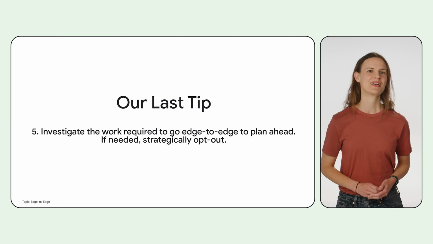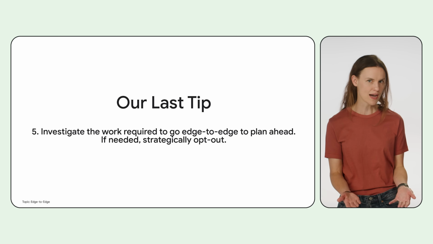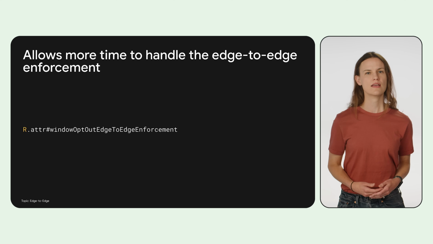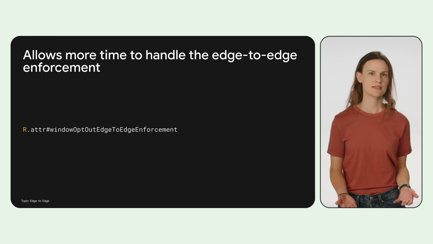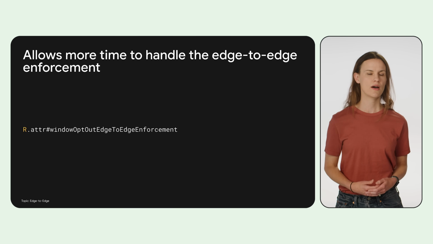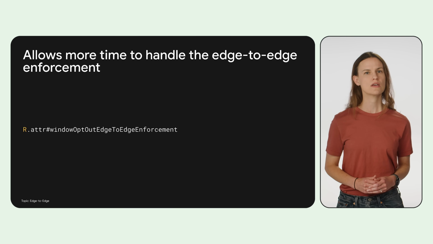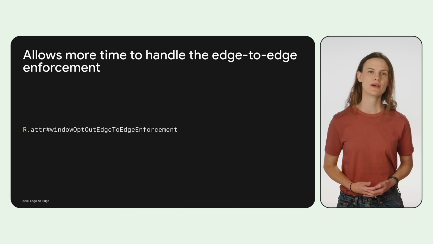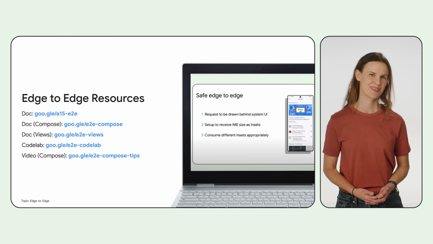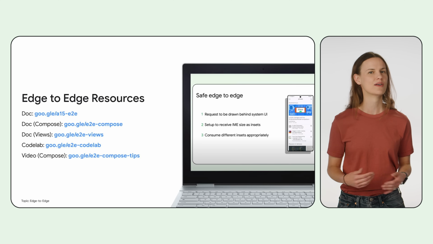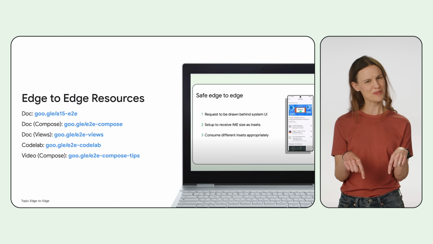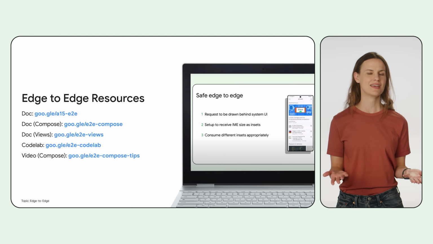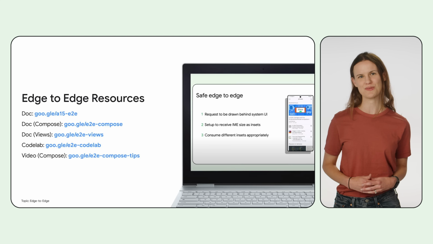For our last tip, investigate the work needed for your app to go edge-to-edge early because it may be significant. If your app needs time to handle insets, you can use this flag. However, it will be removed in the future, so you shouldn't rely on it indefinitely. Instead, use it to migrate one activity at a time. All of these tips and more are available in the blog linked in the description. Also, see these resources to get more guidance on handling insets in Compose and Views.